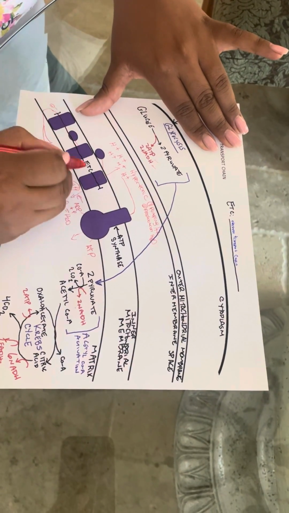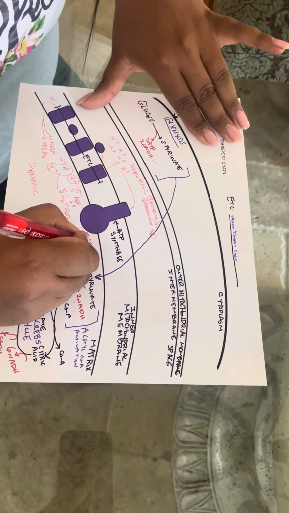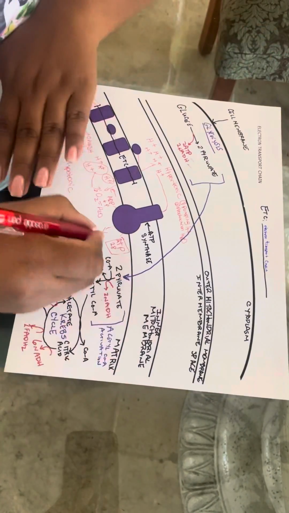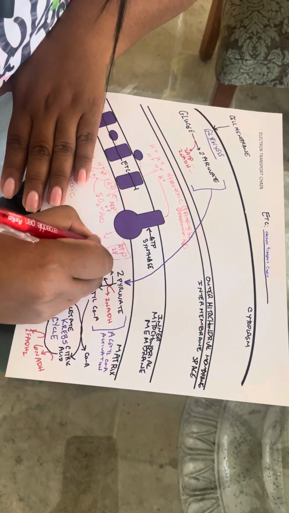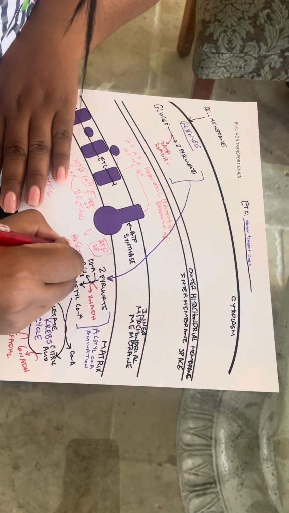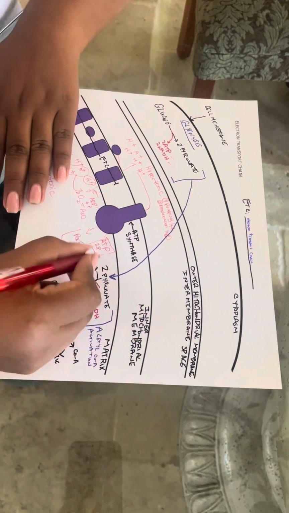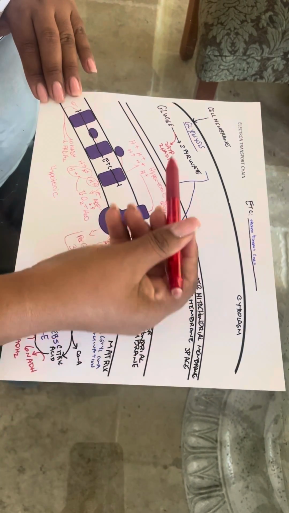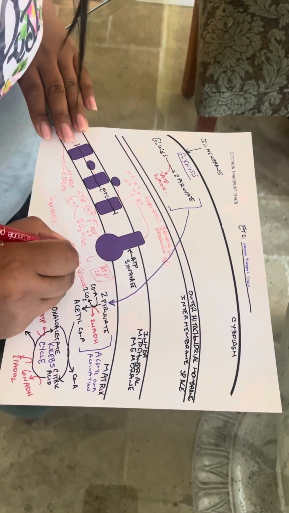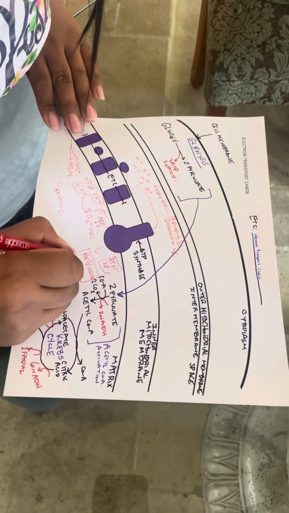Now, from the electron transport chain, we're going to produce 28 ATPs. But per glucose, we're going to produce 32: 28 from the electron transport chain, 2 from the glycolysis, and 2 from the Krebs cycle. So per glucose, we have 32.